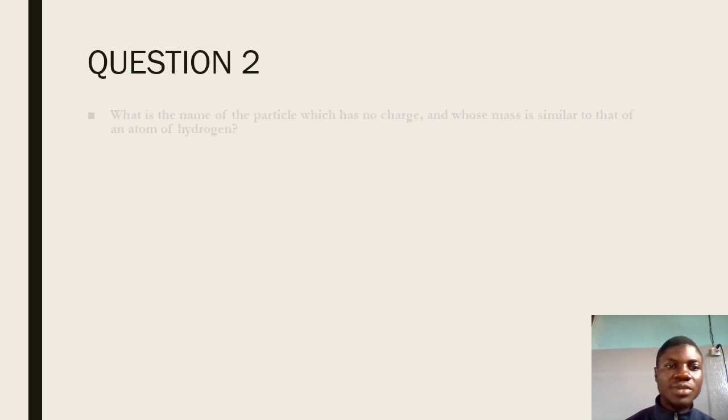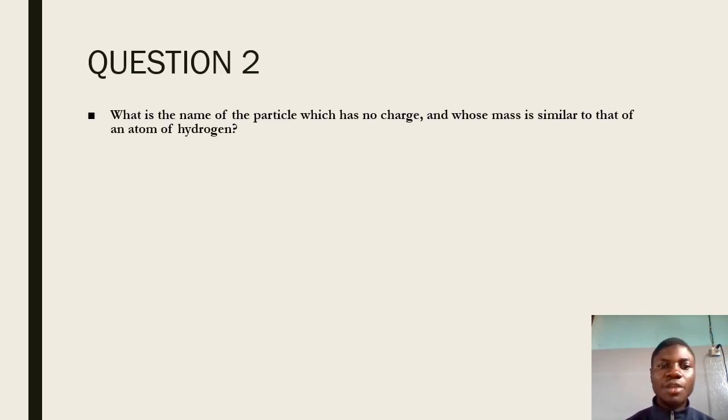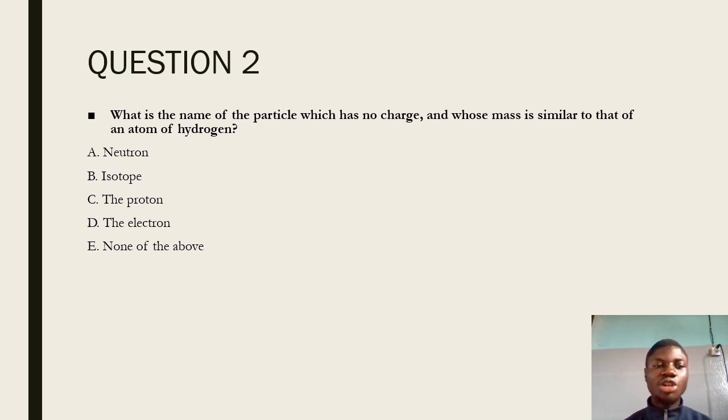Question 2 says, what is the name of the particle which has no charge and whose name is similar to that and whose mass is similar to that of an atom of hydrogen? Now, we have been given different particles and we have been asked to identify which of these particles has a mass similar to that of an atom of hydrogen and is neutral.